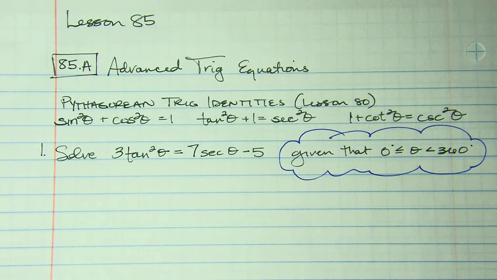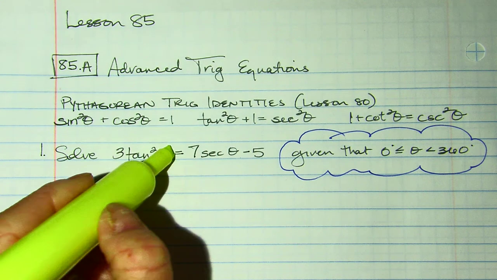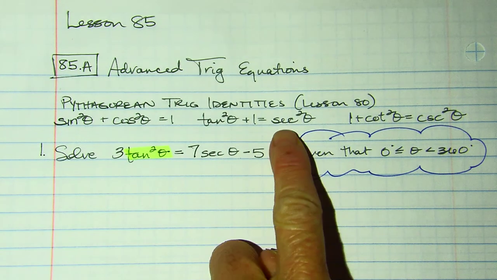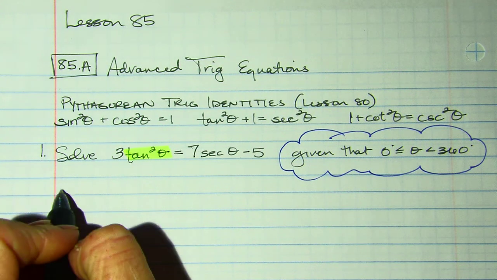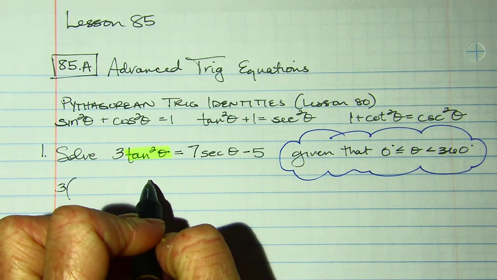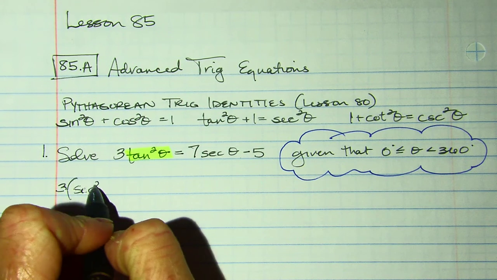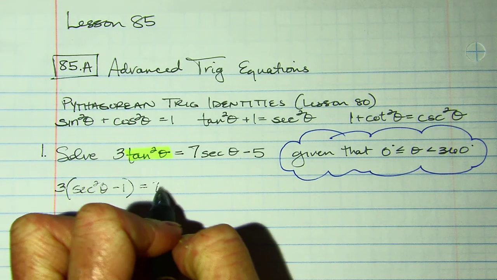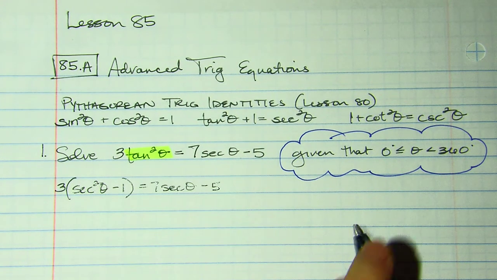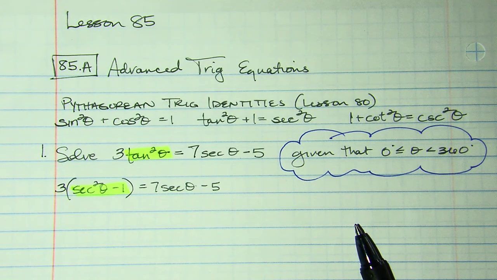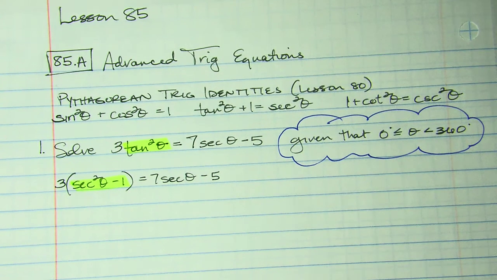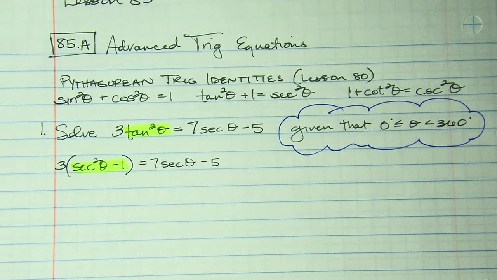All right, so first things first, I'm going to recognize that I can replace the tangent squared of theta so that I can include this proof. So I can replace that to be 3 times, if I subtract 1, I get secant squared of theta minus 1 equals 7 secant theta minus 5. So notice I've replaced the tangent, so now my entire equation will be using just secant. So I'm going to distribute the 3 and put it all on one side, factor, and solve.